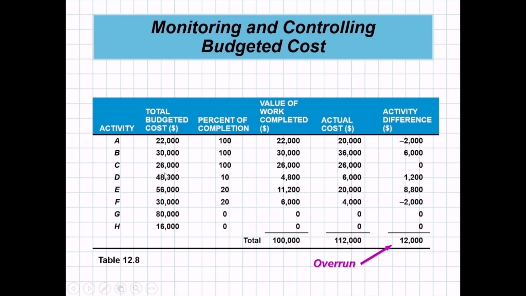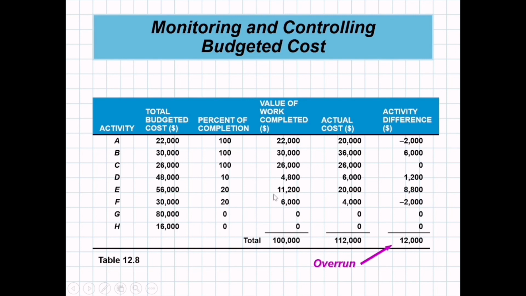Activity D, 48,000. However, it's not yet 100% complete, only 10% complete. Supposedly, its value of work is 4,800 because 10% of 48,000 is 4,800. But its actual cost is already 6,000. So, meaning there is a difference of 1,200.